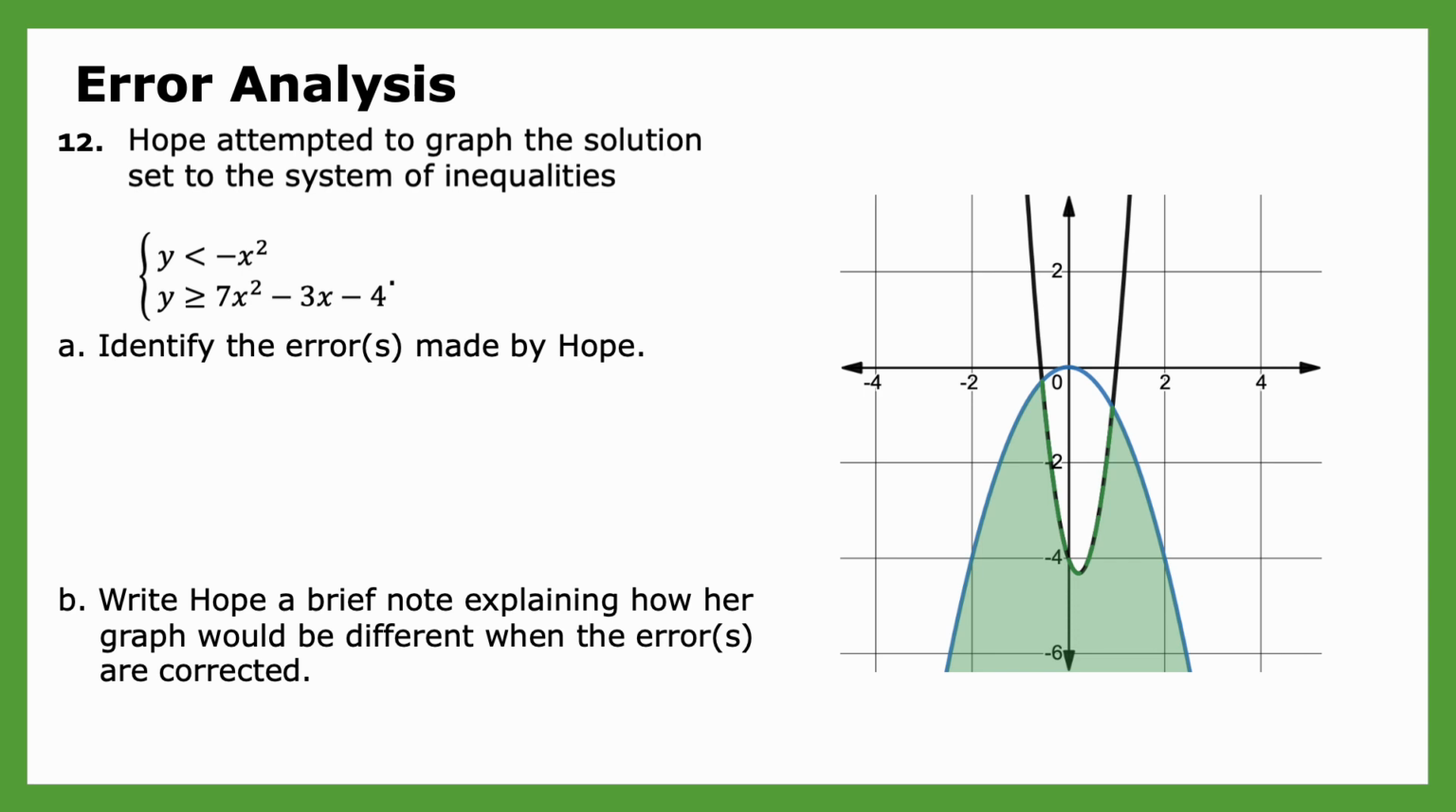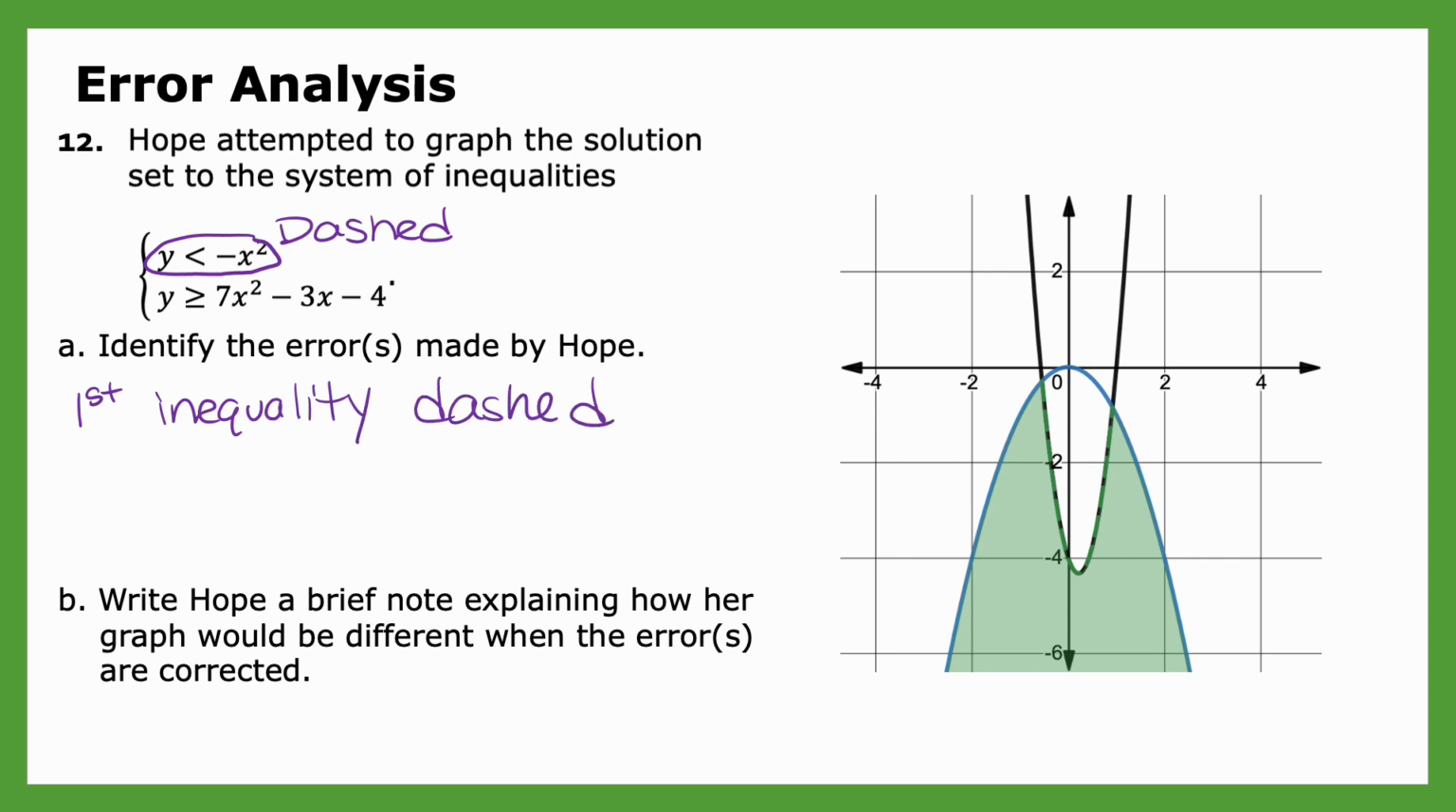Okay, so what mistake did Hope make? There are two. Okay, so this first one should be dashed. Dashed or dotted, however you want to say it. Okay, so the first inequality should be dashed. Okay, what is the second mistake that she made?